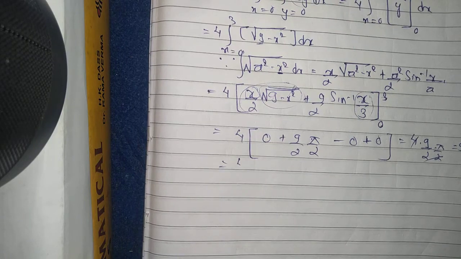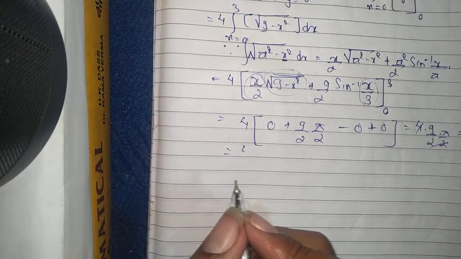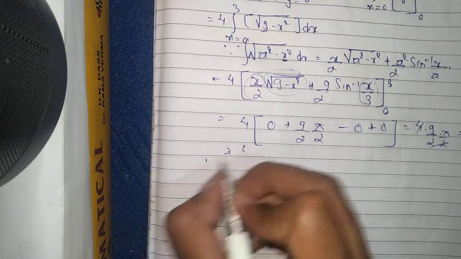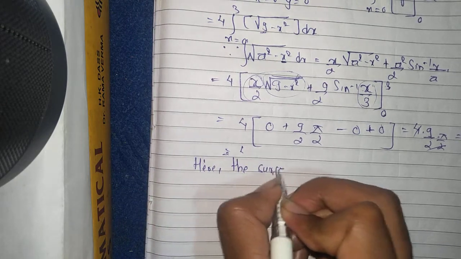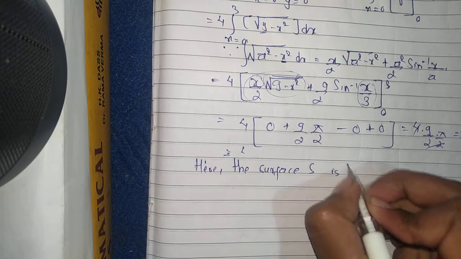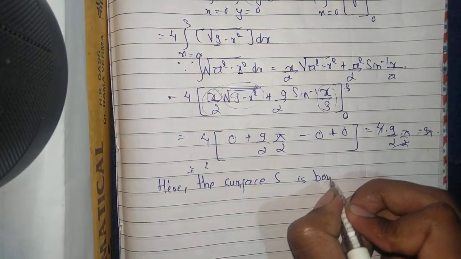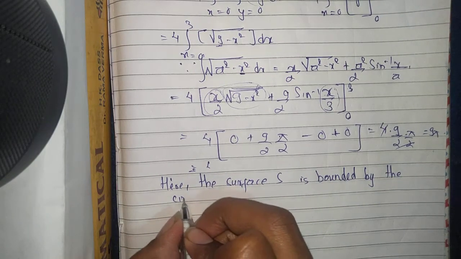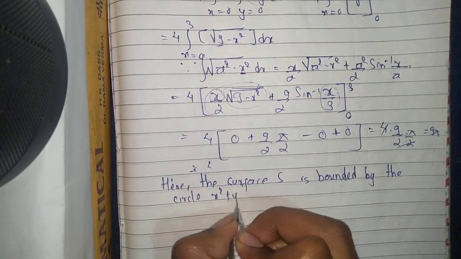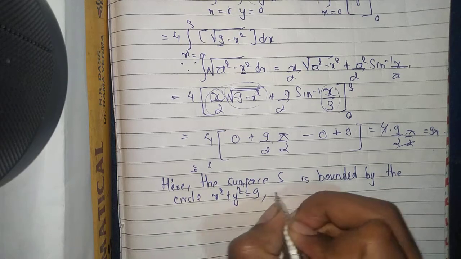Here the surface S is bounded by the circle x square plus y square equals 9, z equals 0.